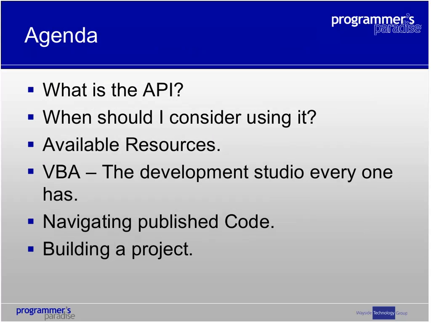So the agenda is going to be covering the topic of what is the API, when should you consider using it, what are these available resources, then an introduction to the VBA development in Studio, which is built right into Excel, so there's no reason to go and build or buy new programming code. If you're just a very casual coder, there is a very convenient method of coding right within the Excel tool itself. Navigating around some of this published code from these available resources, and then some strategies for building our first original project.